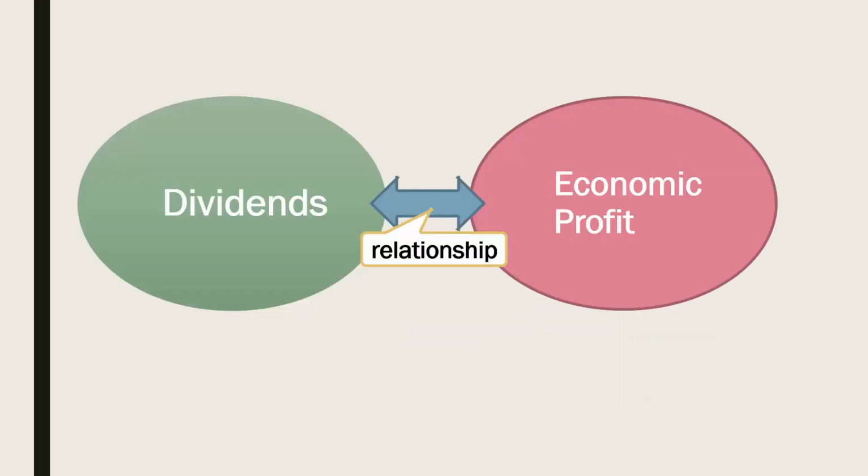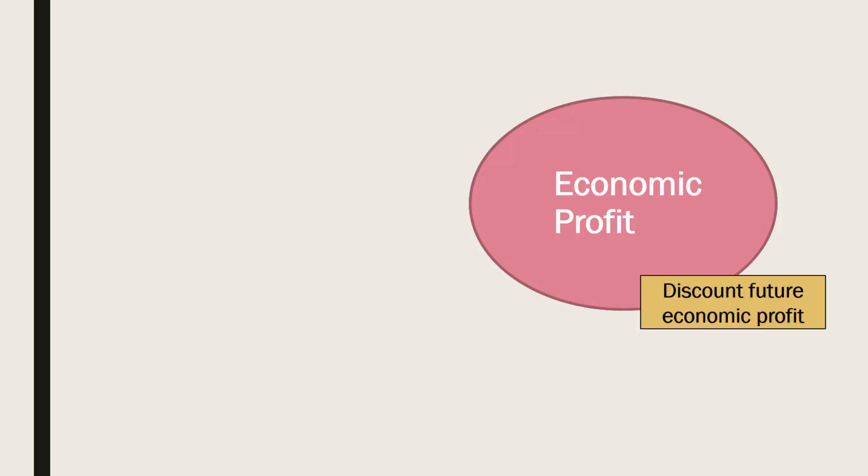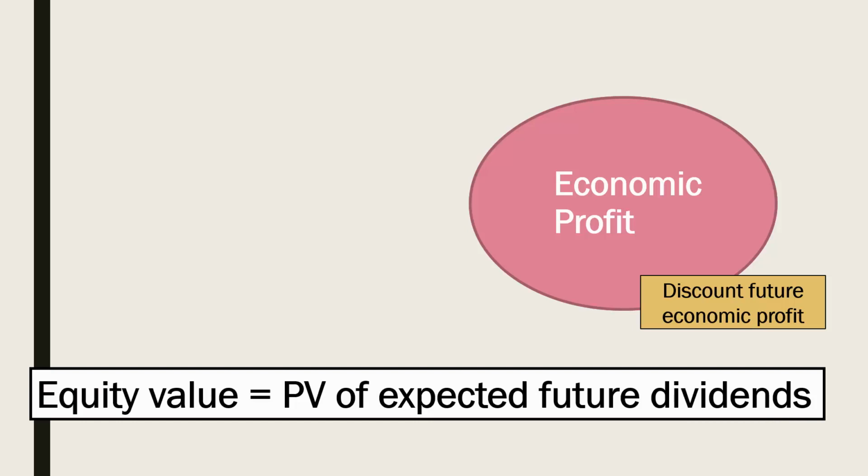There is a relationship between a firm's dividends, its net cash payments to its equity investors, and its economic profit. For this reason, it is possible to focus on economic profit rather than dividends when valuing equity in a firm. A valuation of the equity in a firm based on discounting future economic profit of a firm draws on the same theoretical base as a valuation based on discounting future dividends. Namely, the value of equity is the present value of expected future dividends.